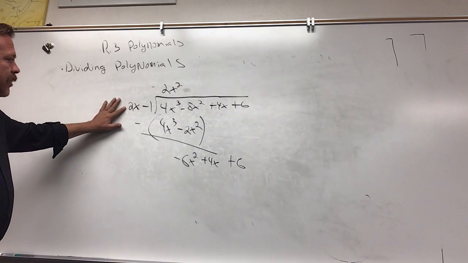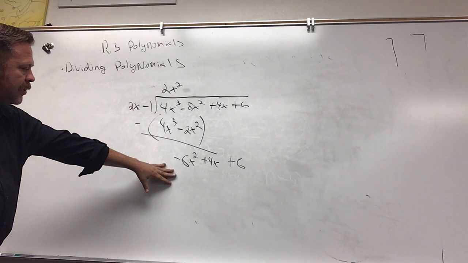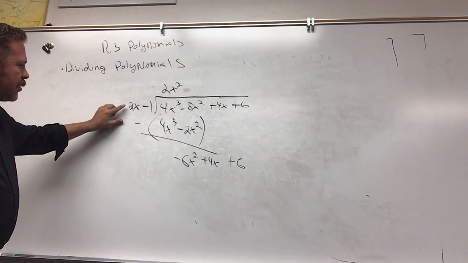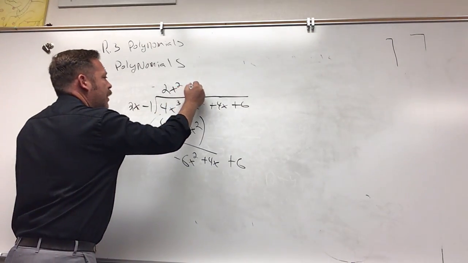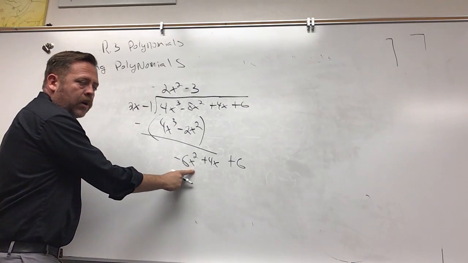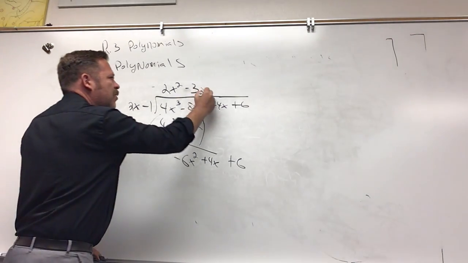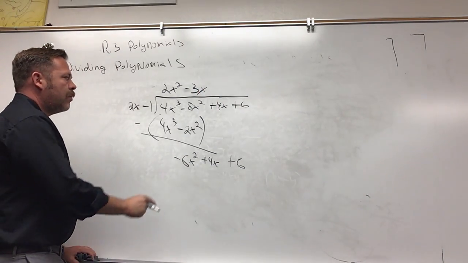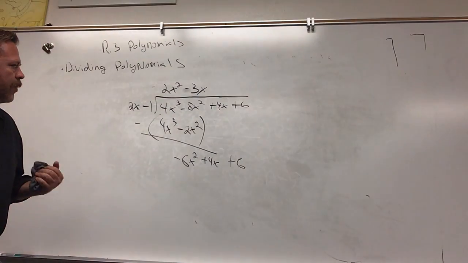Now we're going to look at the leading terms again. How many times does 2x go into negative 6x squared? Well, how many times does 2 go into negative 6? I would say negative 3 times. And how many times does x go into x squared? Or what would you have to multiply x by to get it to be x squared? Just an x, right? So now I need to take this and multiply, and you just keep repeating the process.